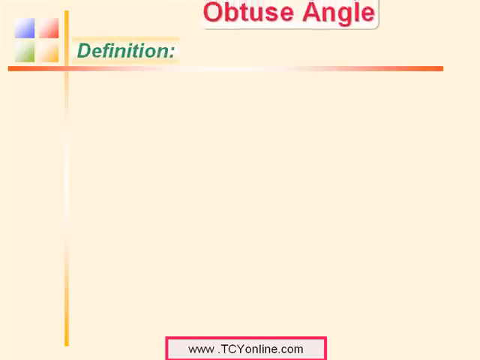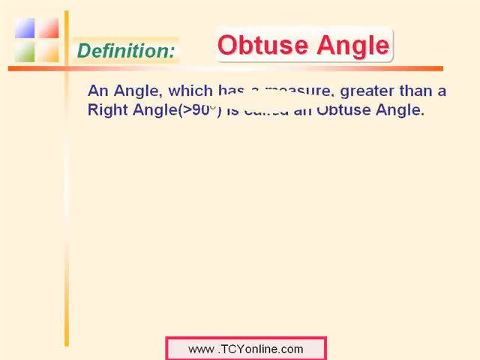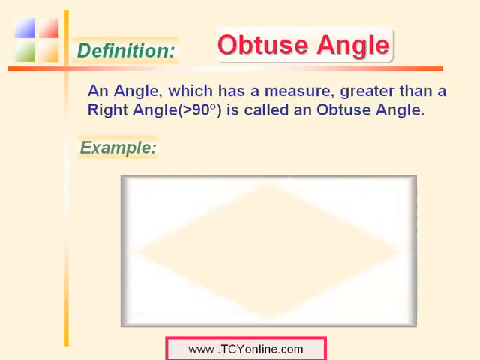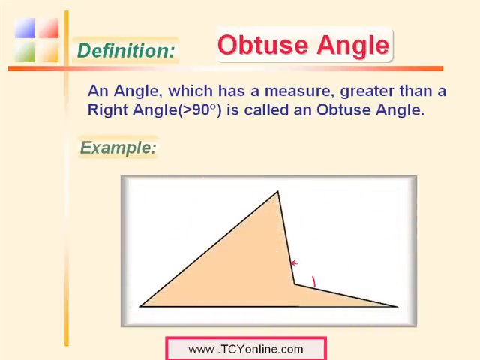Similarly, let's see what is an obtuse angle. An obtuse angle is basically an angle which is greater than right angle, or we can say that they have measure greater than 90 degrees. Let's see an example of an obtuse angle. Over here in this figure, we can see that this is an obtuse angle because it appears to be greater than 90 degrees.